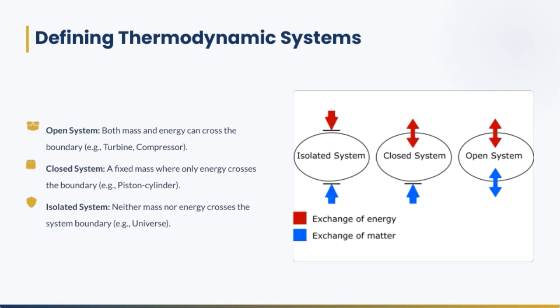Next, there's the closed system. Here, the mass inside stays fixed, but energy can cross the boundary. A good example is a piston cylinder setup. Heat or work can transfer in or out, but no matter leaves or enters.